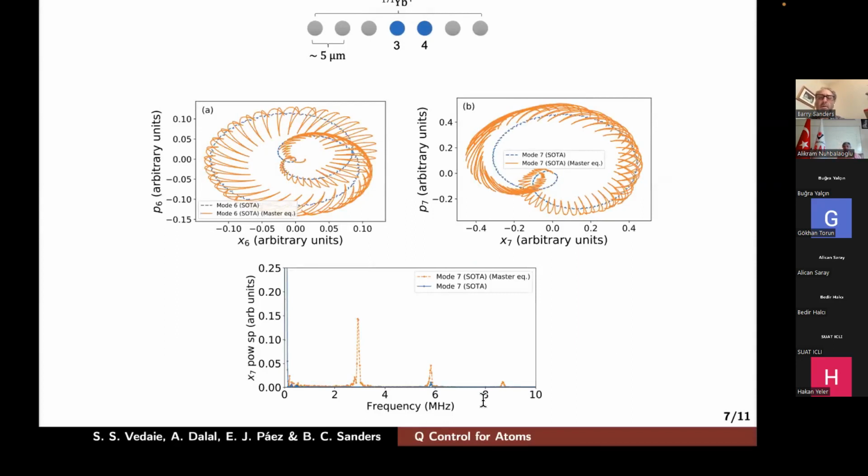In this case, we do a phase-space analysis. So what we're doing here, this is the 6th mode. I mentioned we have 7 ions. So if we take the 6th mode and we start plotting in phase space how that mode evolves with the state-of-the-art method, we can follow, say with the master equation, but you can see here, they don't join up.